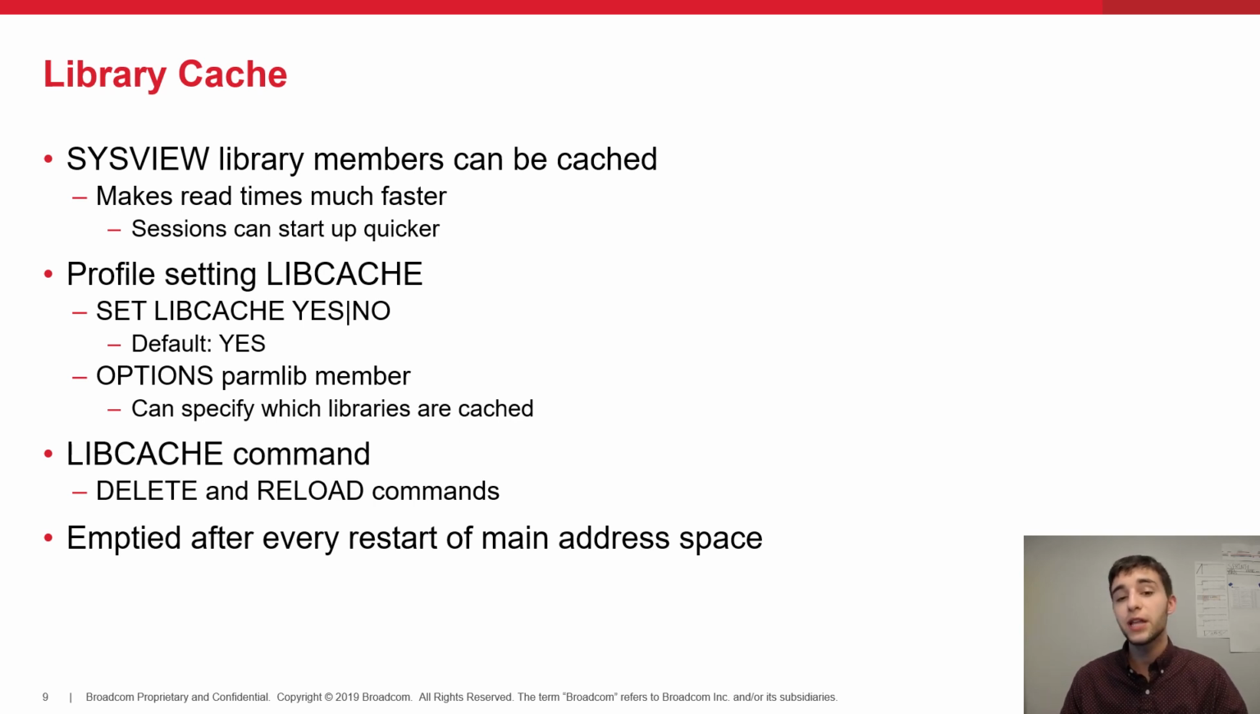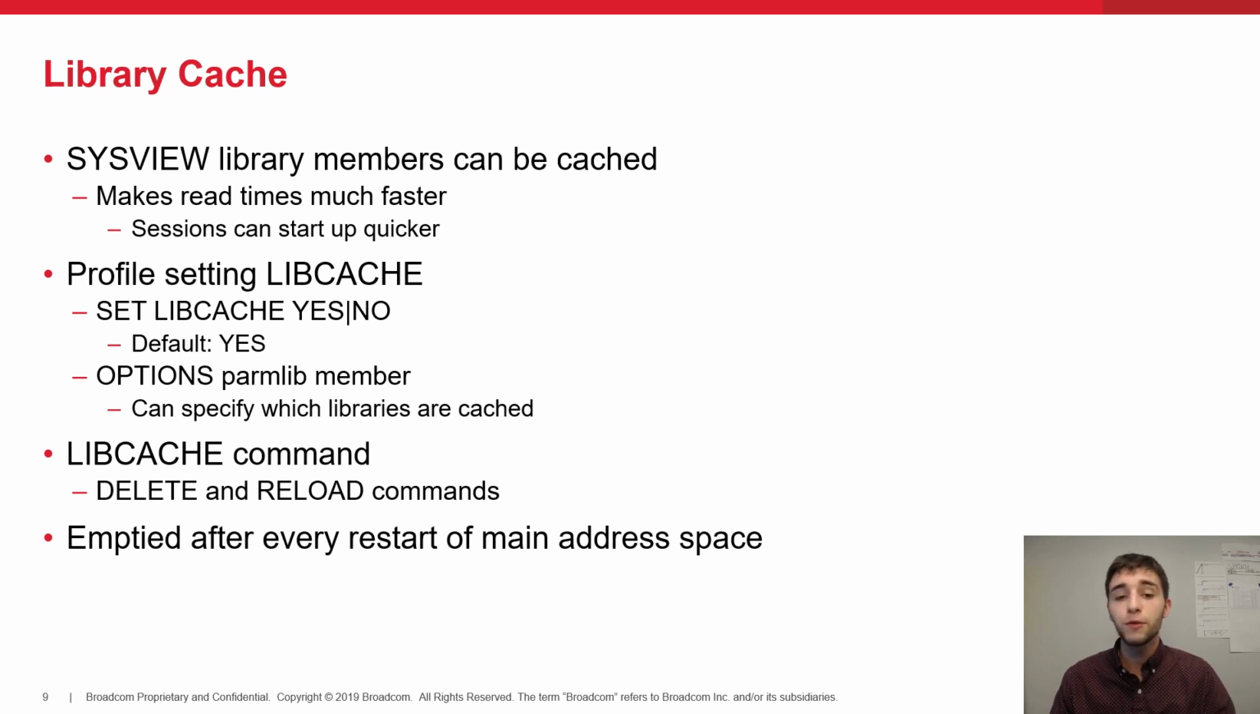This concept of a library cache can potentially introduce some confusion when using SYSVIEW. For example, say you make a change to a Parmlib member and then go into SYSVIEW, but you do not see the expected updated behavior. It's possible that the member was cached previous to your change, which would result in the older member being read in. To circumvent this problem, you would either have to delete or reload the member out of the cache in order for the new updated Parmlib member to be read in.